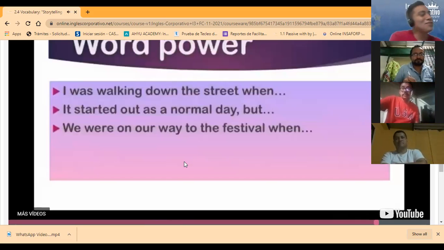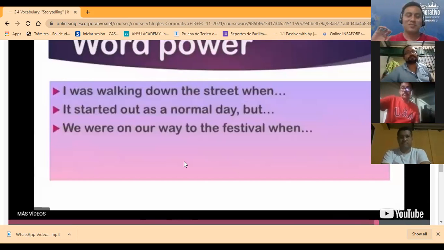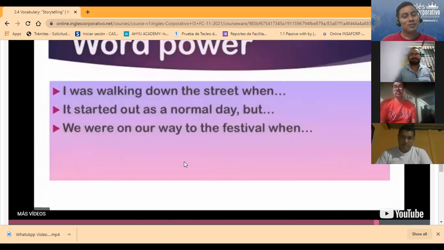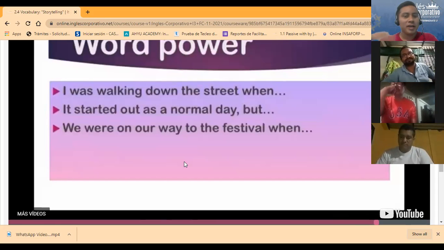I'm going to give you 5 minutes because I want you to use the adverbs and complete these 3 ideas, like a story. Maybe you want to write them down. I was walking down the street when... It started out as a normal day, but... We were on our way to the festival when... Use the adverbs.